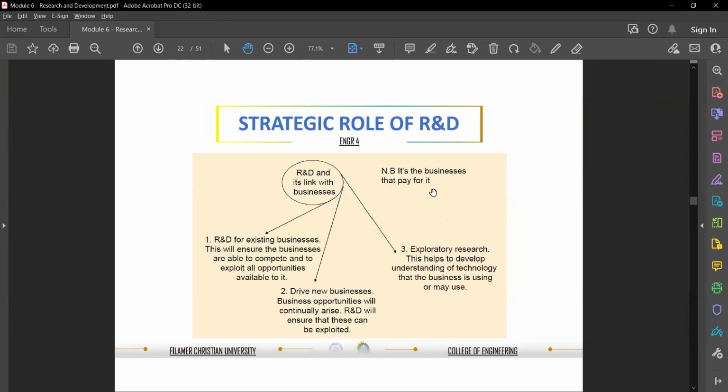Here is the strategic role of research and development. First, R&D for existing businesses. This will ensure the businesses are able to compete and to exploit all opportunities available to them. Then, drive new businesses. Here, business opportunities will continually arise, and research and development will ensure that these can be exploited. Then exploratory research. This helps to develop understanding of technology that the business is using or may use, so it might be for future use.